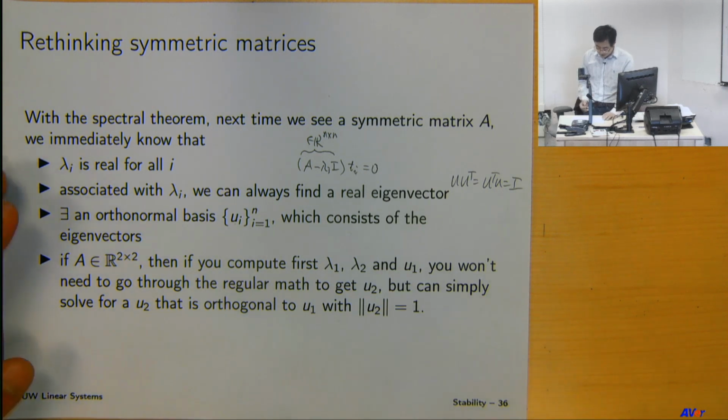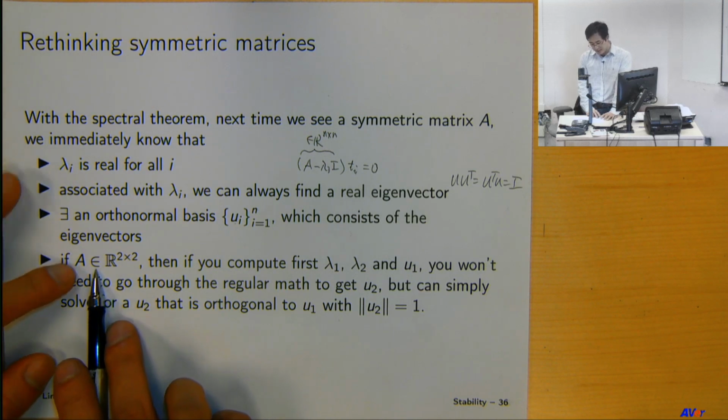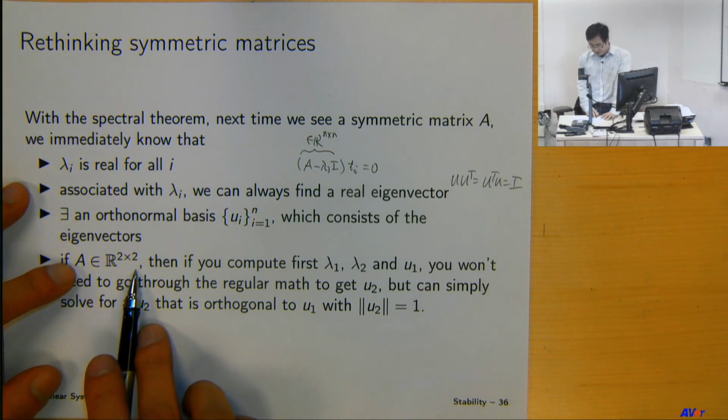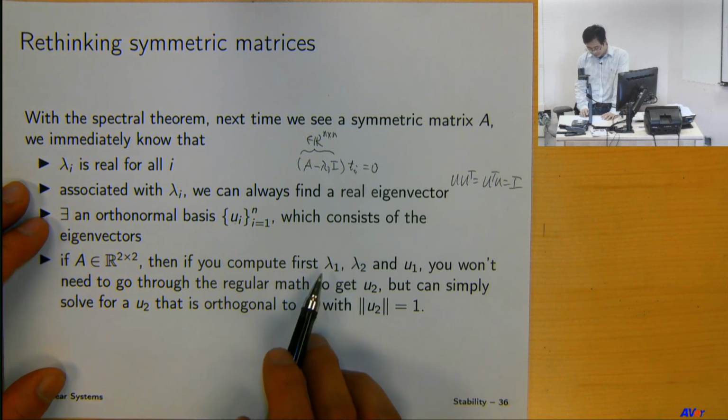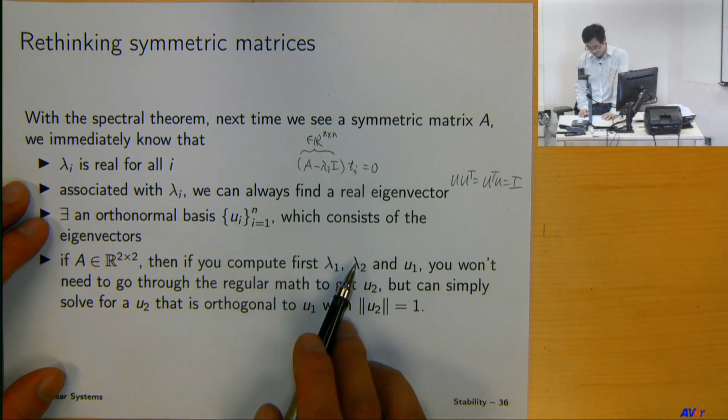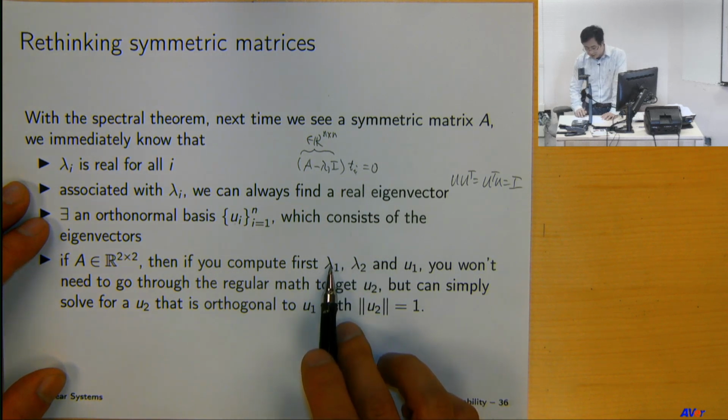So the basic concept is this. Let's say you have a matrix A that's 2 by 2, and it's symmetric. And you can get eigenvalues, right? They are real. And you can get different eigenvalues, right? Let's say 2 different eigenvalues, and you can compute 1 eigenvector from the first eigenvalue.